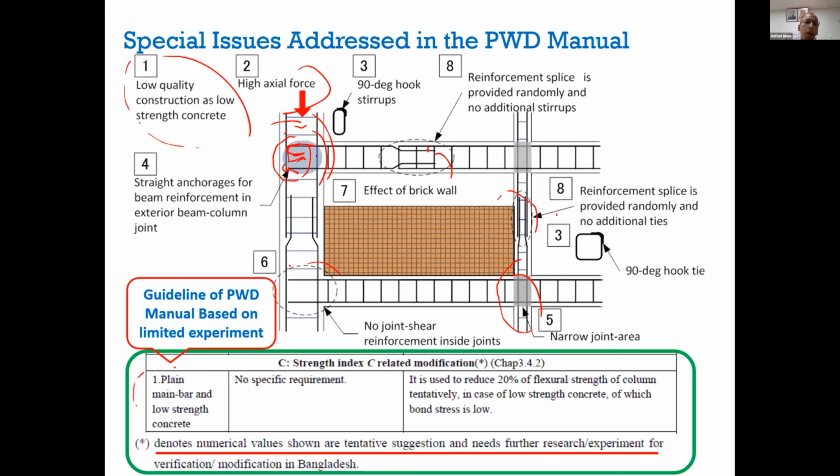So we addressed those problems in our PWD manual, and we gave some guideline, say some 20% reduction or something. Finally, we also said this is a tentative suggestion and needs further research and experiment for verification and modification in Bangladesh. We spoke about more testing and more research on those issues. That's why the SATREPS-TSUIB program started, after our recommendation, as I know.